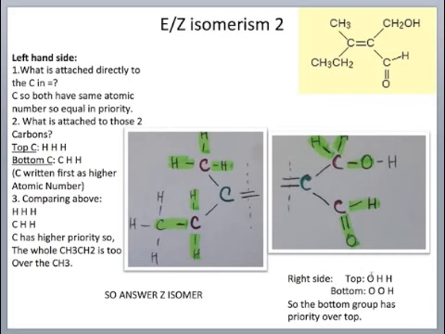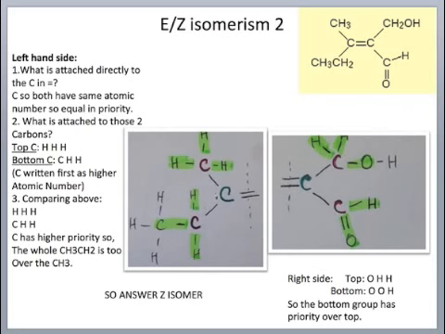Now we can again compare the top and the bottom. So the first we've got O, and they both have the same atomic number, so equal in priority. So then we go on to the next one. We've got a hydrogen and the oxygen, and we know that oxygen has a higher priority because it has a higher atomic number than hydrogen. Therefore the whole of the bottom group has higher priority over this group here.